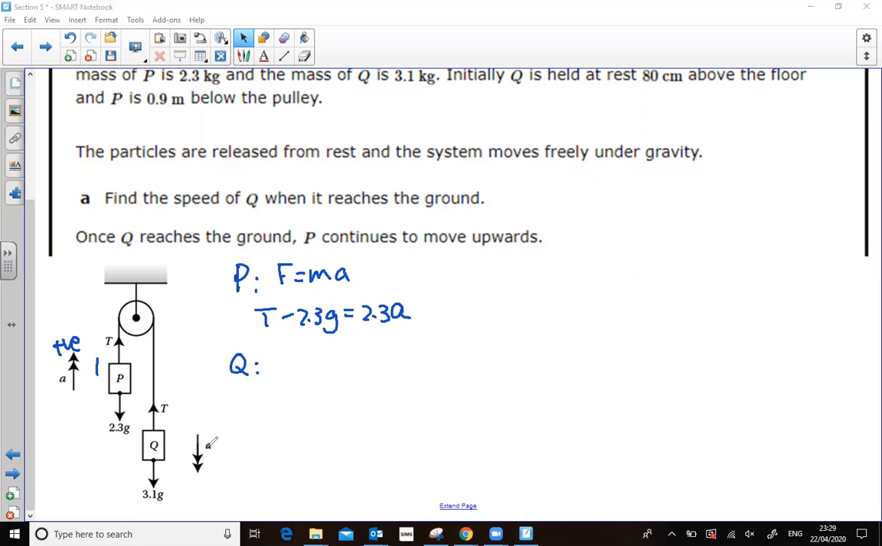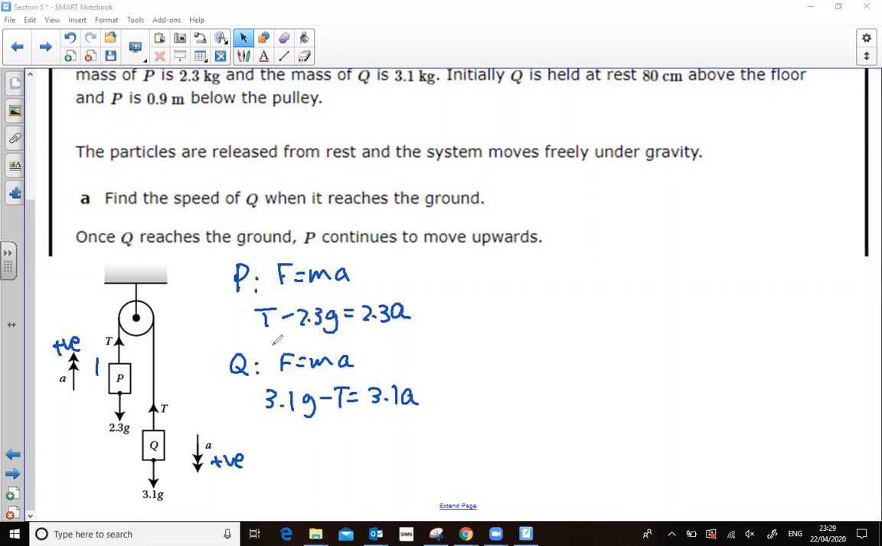Let's consider Q. So for Q, it's still A for the acceleration, but now we're taking downwards as our positive direction. So in this case, when we use F equals ma, the weight is 3.1 G going in the same direction as acceleration, so that's positive. But tension is going upwards, which is against the motion, so that'll be negative. So 3.1 G minus T will equal M, which is 3.1, times A.